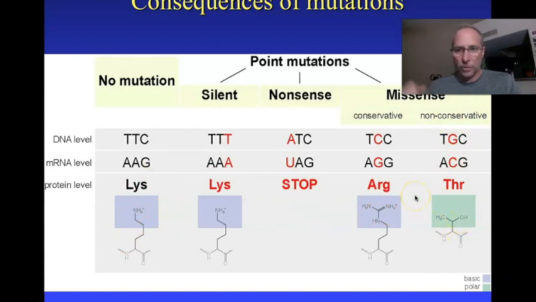So remember, the side chains can be polar, ionic, or nonpolar. If it goes from polar to polar or nonpolar to nonpolar, whatever, we call it conservative. If it goes from nonpolar to polar, nonpolar to ionic, or ionic to nonpolar, whatever, we call that non-conservative.